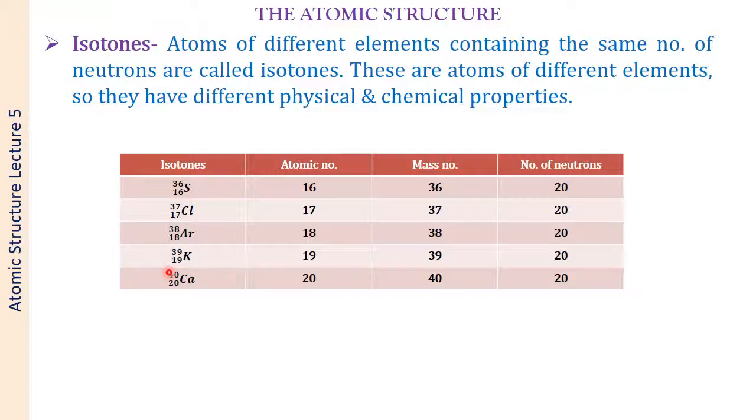Okay, so you see here the atomic numbers. Sulfur is 16, chlorine is 17, argon 18, potassium 19, calcium 20. The mass number: sulfur 36, chlorine 37, argon 38, potassium 39 and calcium 40. Subtract the atomic number from the mass number, you get the number of neutrons in all of them to be 20. So such atoms of different elements which have the same number of neutrons, they are called as isotones.